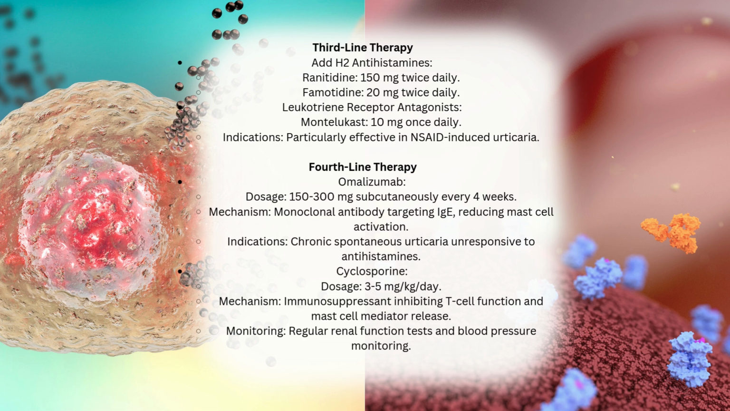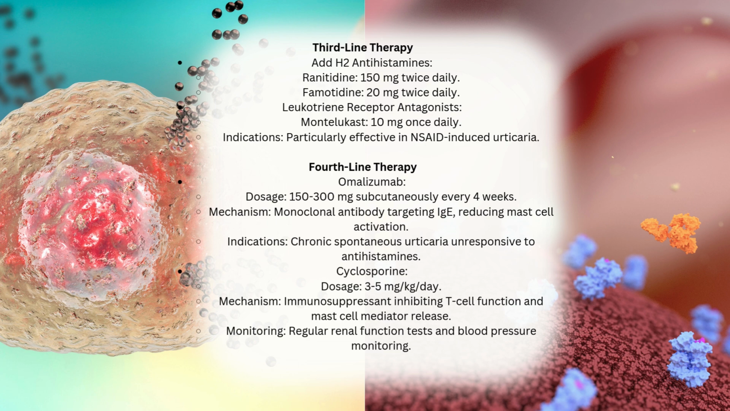Here, we add H2 antihistamines to the regimen to block histamine activity more comprehensively. Ranitidine, 150 mg twice daily. Famotidine, 20 mg twice daily. For additional control, particularly in cases of NSAID-induced urticaria, we include leukotriene receptor antagonists: montelukast, 10 mg once daily. These therapies work synergistically with H1 antihistamines to improve outcomes.